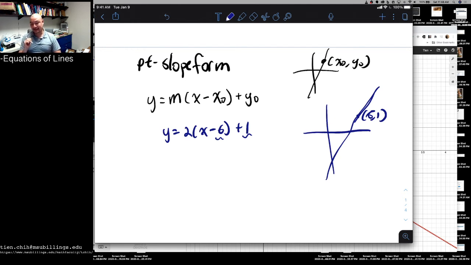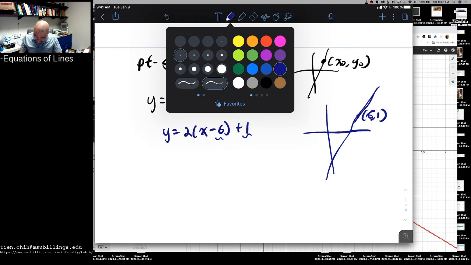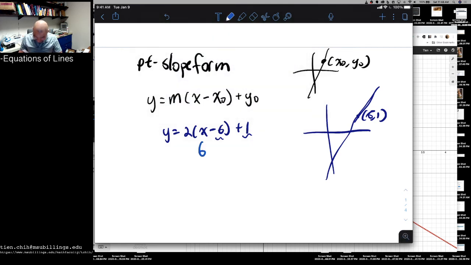Now, the reason we know that this line passes through the point 6, 1 is if I evaluate x at 6, if I throw 6 in for x, as in this 6 here, this expression goes to 0. So this whole thing is 0, and what I'm left with is 1. And so when x is 6, my y value is 1. So this line in fact passes through that point.